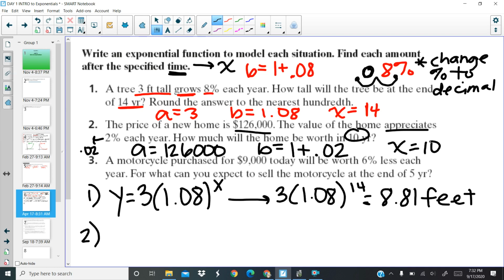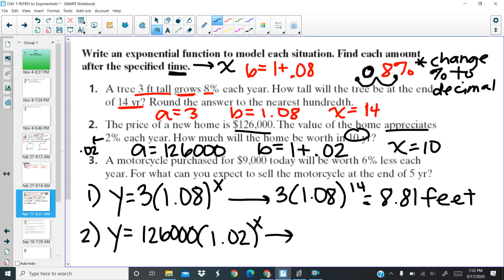So x is going to be 10. So first, just to write out my equation, I'm going to have y equals the initial amount, which was $126,000, times the growth or decay factor. So I have b is 1 plus 0.02, so that's just going to be 1.02, and then raised to the x value.